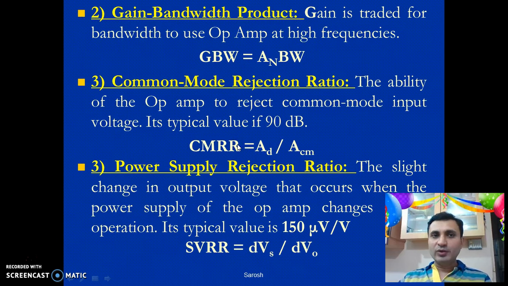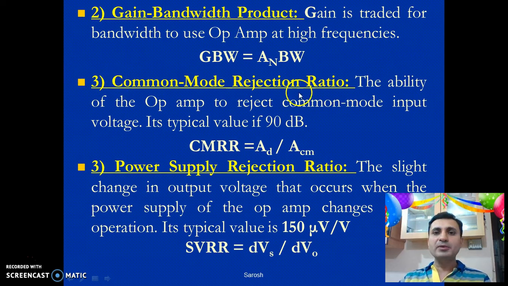Moving on to the second one, which is called the gain bandwidth product. As the name itself suggests, the product of AN, that is the noise gain, and the bandwidth of the op-amp is the gain bandwidth product. It is traded for bandwidth to use the op-amp at higher frequencies. Gain bandwidth product ideally should be infinite.